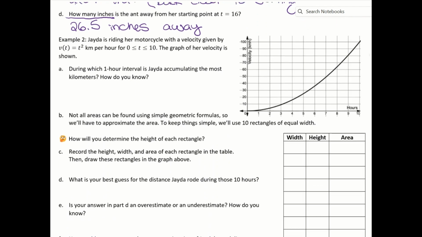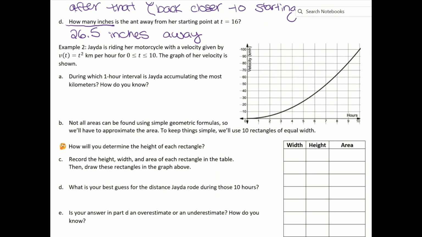All right, now we've got Jada. Jada's riding her motorcycle, and here the velocity is given in kilometers per hour, and time is given in hours. When we multiply these together, remember that kilometers per hour times hours gives us just kilometers. That's why we're finding the area: when we multiply these units, we end up with just distance.